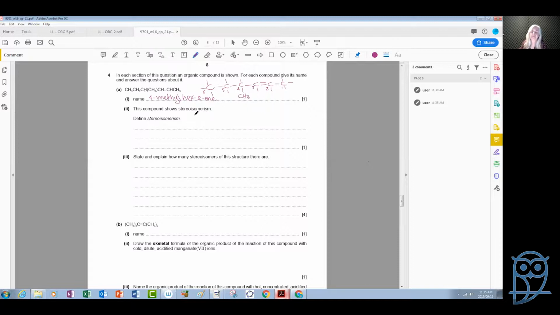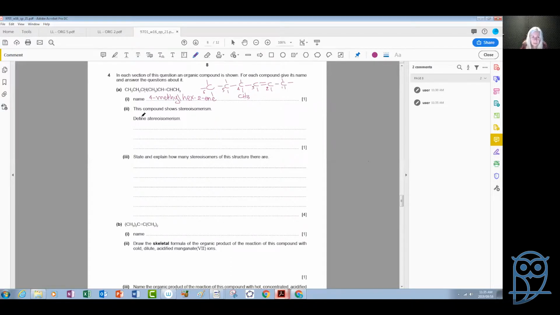All right. Now this compound shows stereoisomerism. Understandable, it's such a long chain. We have a methyl group there, and we have a double bond. So this compound defines stereoisomerism. There's always some question of the sort, like to define something. What can we say here? The molecules with the same molecular formula and structural formula.